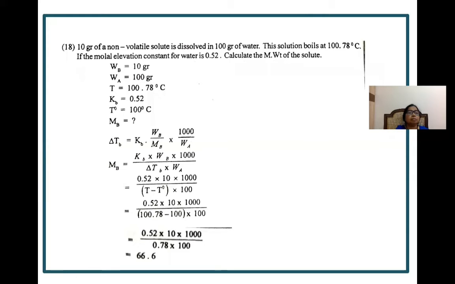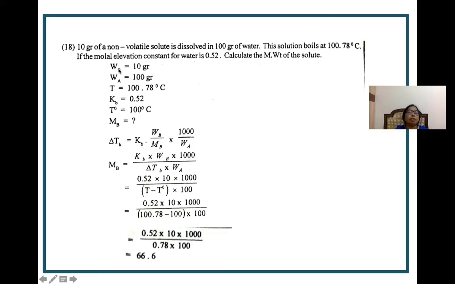Next sum is: 10 grams of a non-volatile solute is dissolved in 100 grams of water. This solution boils at 100.78 degrees centigrade. If the molar elevation constant for water is 0.52, calculate the molecular weight of the solute.